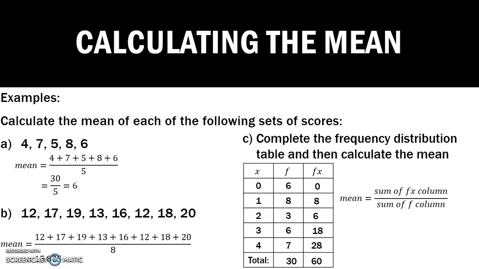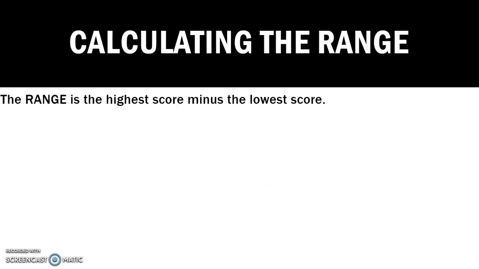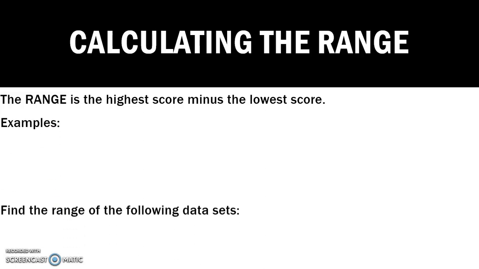To then calculate the mean, it's the sum of the FX column divided by the sum of the F column. So the sum of our FX column was 60, divided by the sum of our F column, which was 30. So 60 divided by 30 gives us a mean of 2. Now to move on to calculating the range. The range is the highest score minus the lowest score. So let's look at some examples.